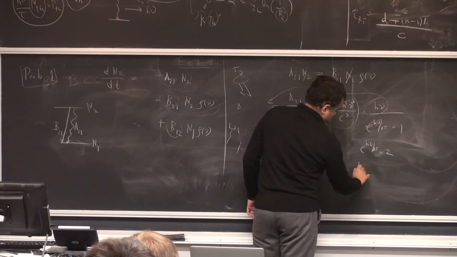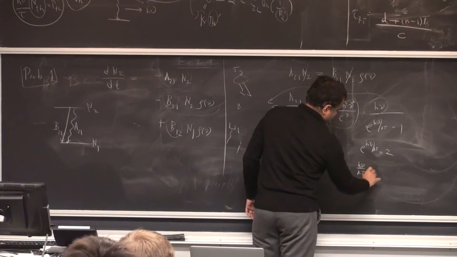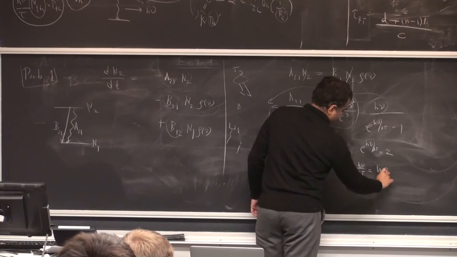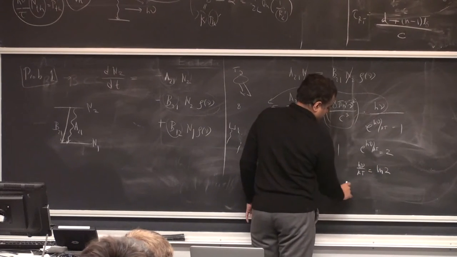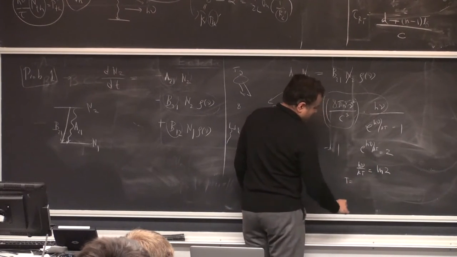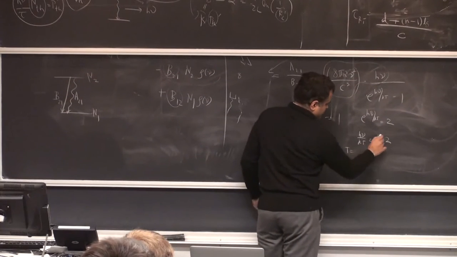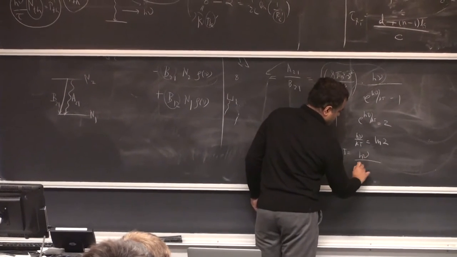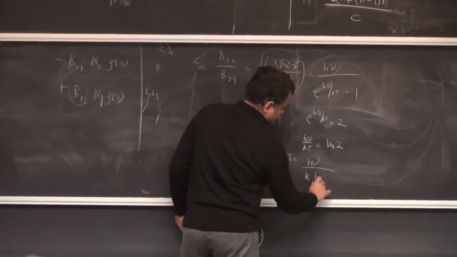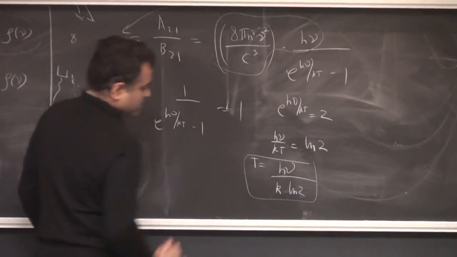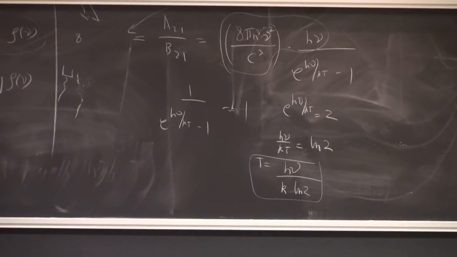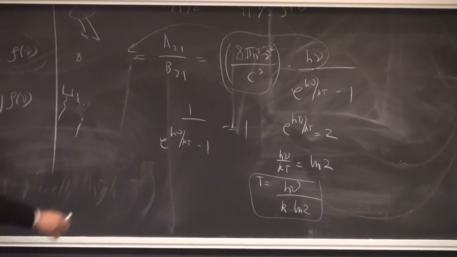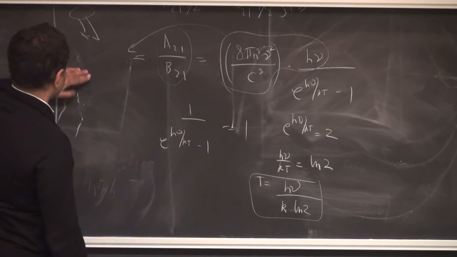Therefore, I'm just going to write through this, it is equal to natural log of 2. Therefore, the temperature of the black body is photon energy over Boltzmann constant times natural log of 2. So that's that. Now A21 and B21 are spontaneous and stimulated emission coefficients, and they are related by this. It's a very important result, actually.